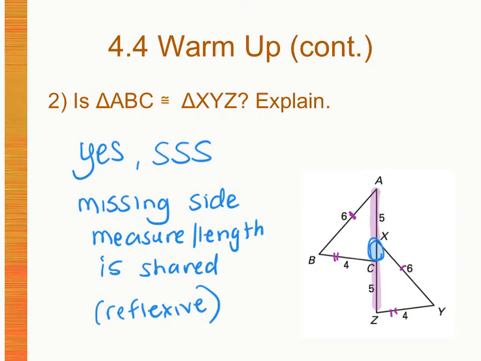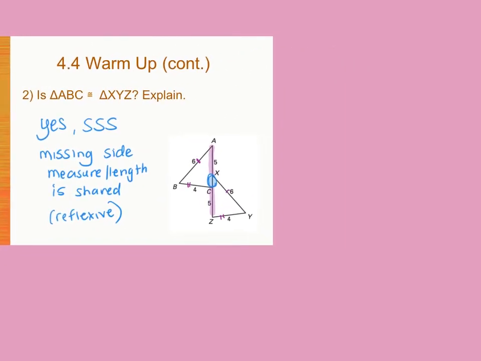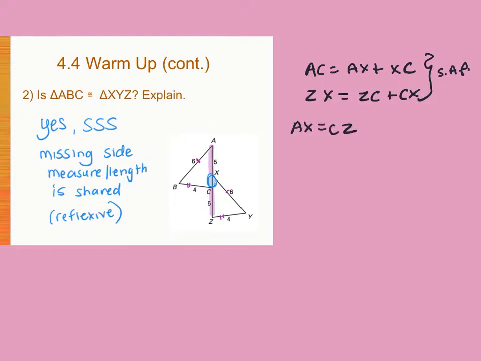You would use both. If you wanted to do this in a proof, you would have to say that AC equals AX plus XC and ZX equals ZC plus CX, and that's the segment addition postulate. Then you would say AX equals CZ, that's given, and XC equals XC. Actually, this is not given, this is the definition. This would be substitution, because given would be that AX equals 5 and CZ equals 5. This is substitution, and then this is reflexive.